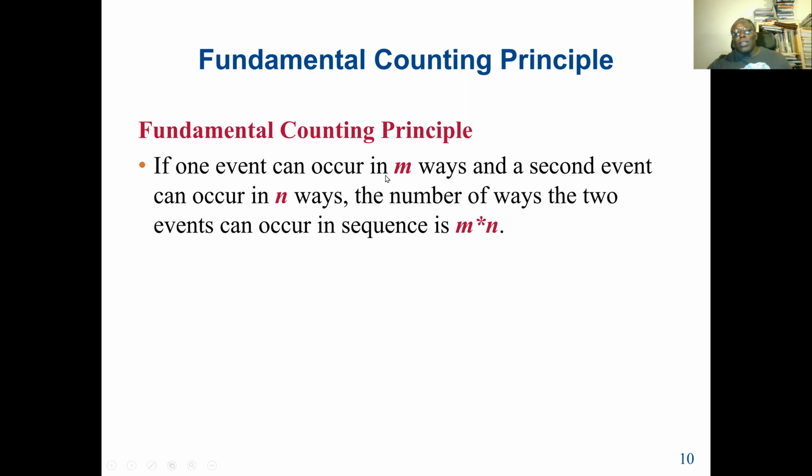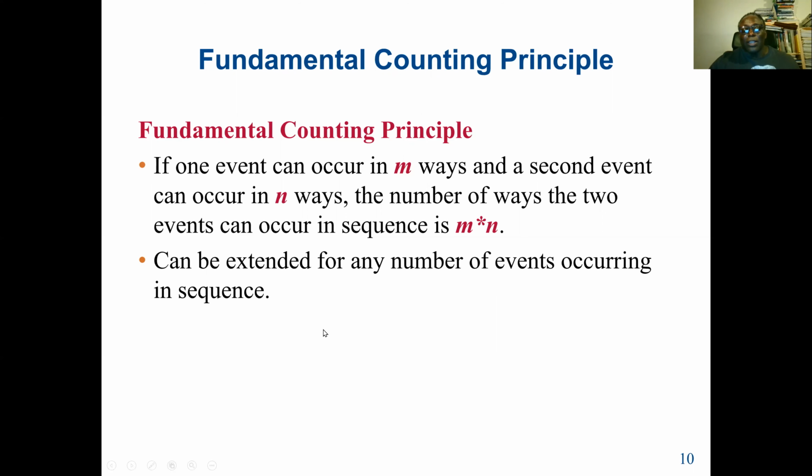If one event can occur in m ways, let's say 2 ways for the coin, and the second event can occur in n ways, let's say 6 ways, then the number of ways the 2 events can occur in sequence is m times n, or 2 times 6. So that's the fundamental counting principle. The m ways and n ways, so we get m times n ways. This can be extended for any number of events occurring in sequence.